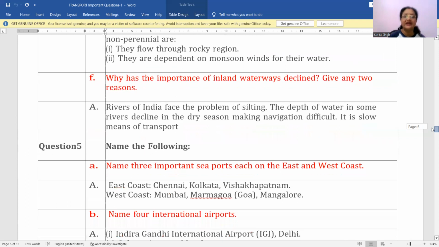These are seasonal, so they have sufficient water, especially during the rainy season. Rest of the season, they have very little water within them. So that makes them unsuitable for the development of waterways.